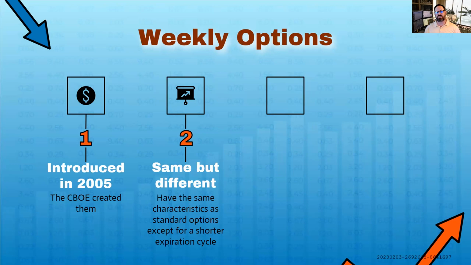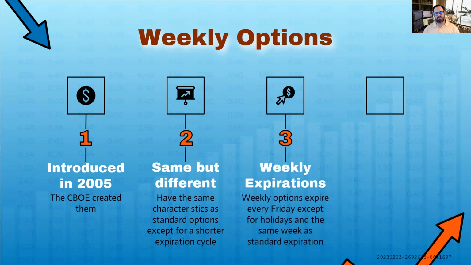And these are a little bit different. They have a shorter lifespan or shorter cycle, expiring every Friday or every day, depending on the type of option you are trading. So they're the same, but different. The weekly options have weekly expirations, as I mentioned. So they expire every Friday, except for holidays. They'll move it back to Thursday, or if there happens to be a standard option expiring on that Friday, there will not be a weekly option for that week. Okay, so there can only be one option expiring every week. It's either a weekly or the standard monthly.